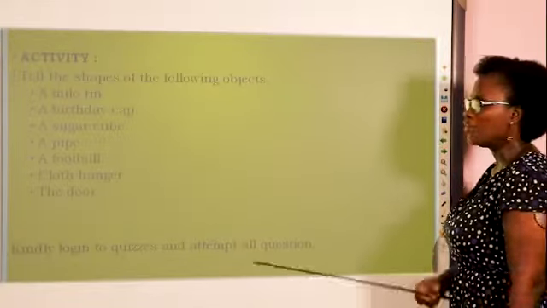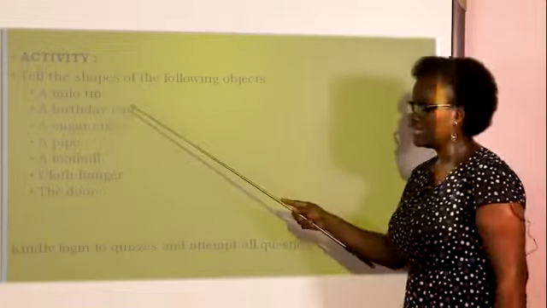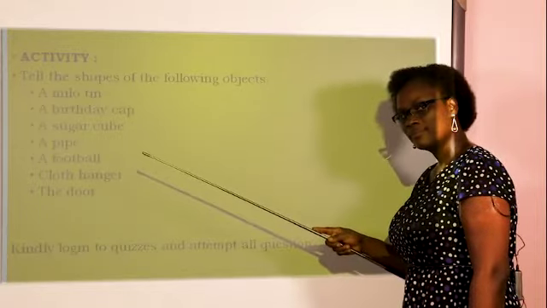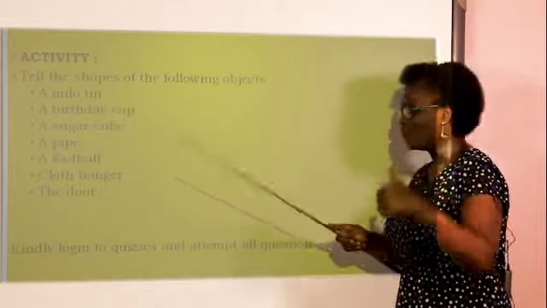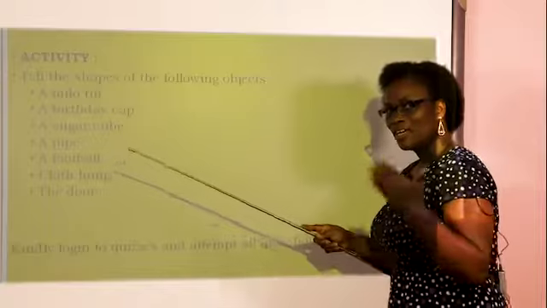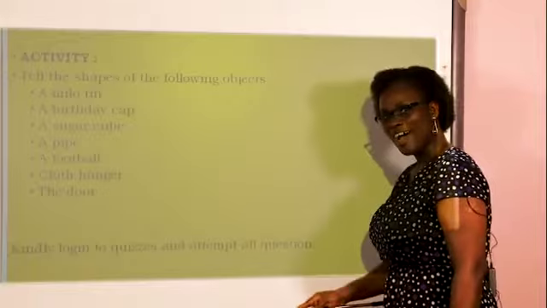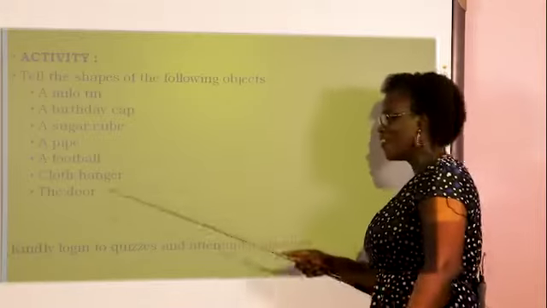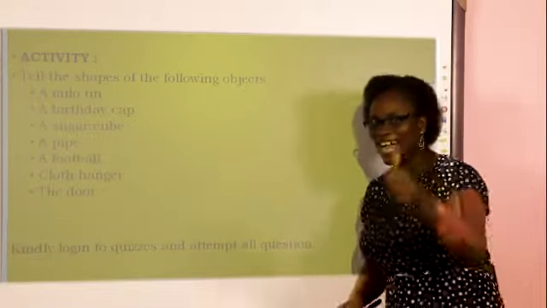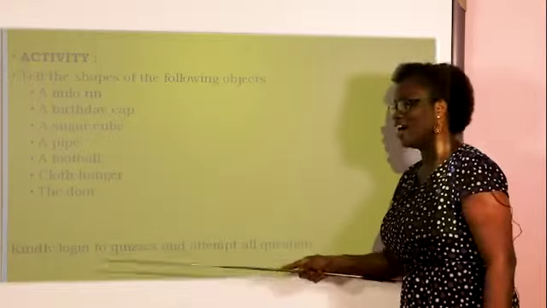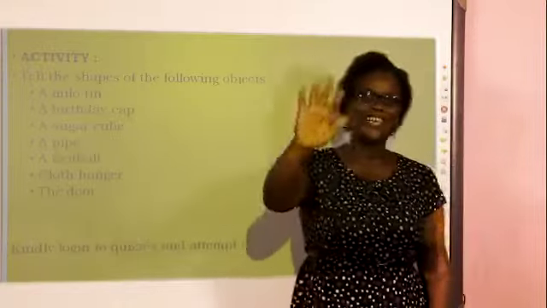Now at home, I would like you to do this in your notebook. Tell the shapes of the following objects. A Milo tin, what's the shape? Cylinder, beautiful. A birthday cap, cone, wonderful. A sugar cube, cube. A pipe, cylinder. A football, it is what? A sphere. It's fair. A cloth hanger. Triangle, you got it. Beautiful. The door. Rectangle. Thumbs up. High five, everyone.